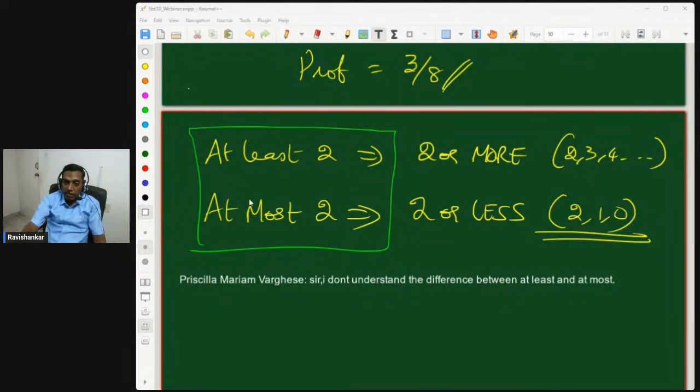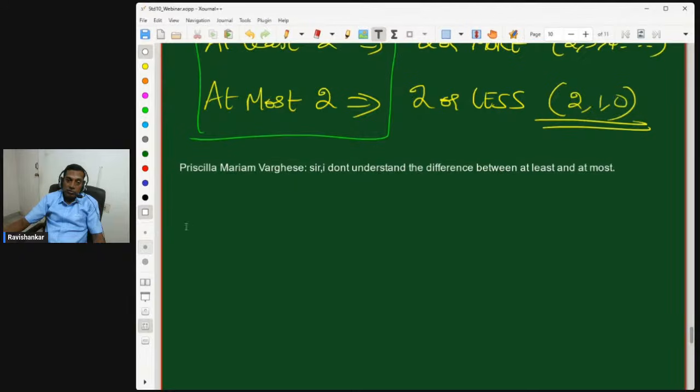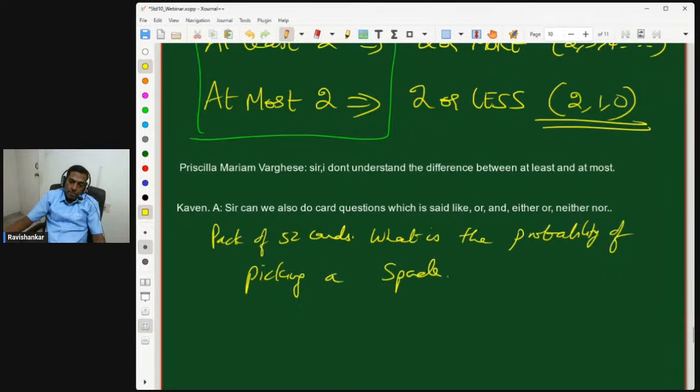Kavin has asked, what about card questions which have or, and, either or neither, etc. Okay, I will give an example. So see, for example, pack of 52 cards. What is the probability of picking a spade or an 8?